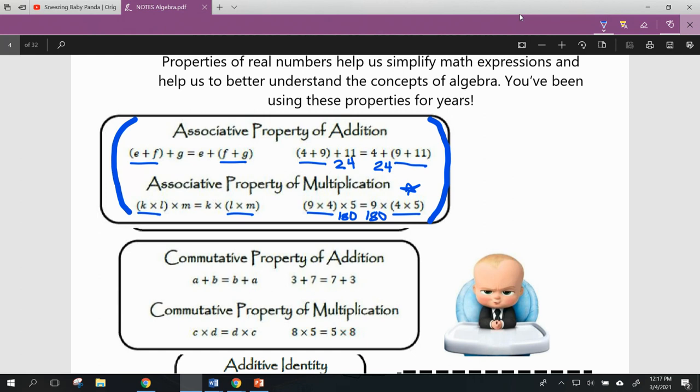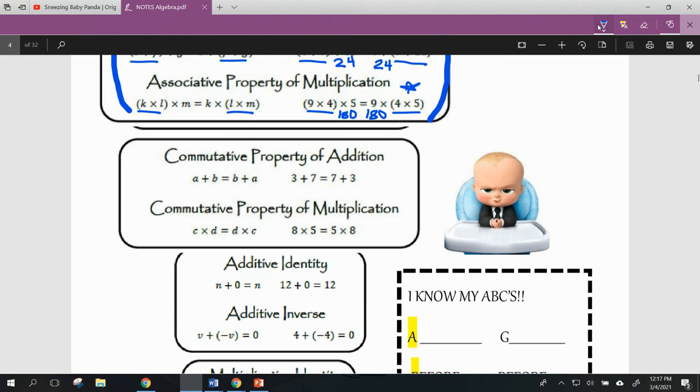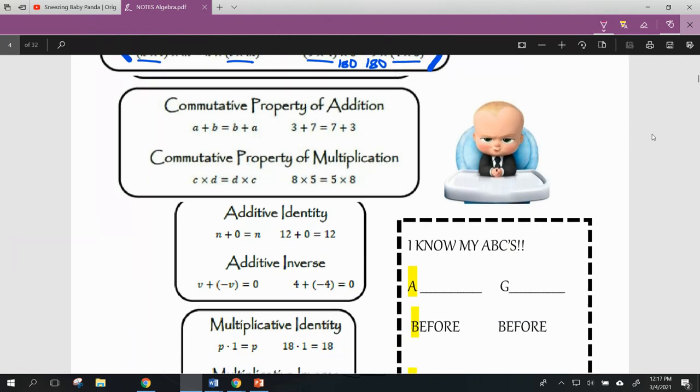All right, so again, associative property of addition and multiplication must have parentheses. It means that I can move my parentheses in my problem and still end up with the same answer. All right, our next one, the commutative property. Again, it only works if my entire problem is addition, or my entire problem is multiplication. It sounds fancy, but really it's super basic.